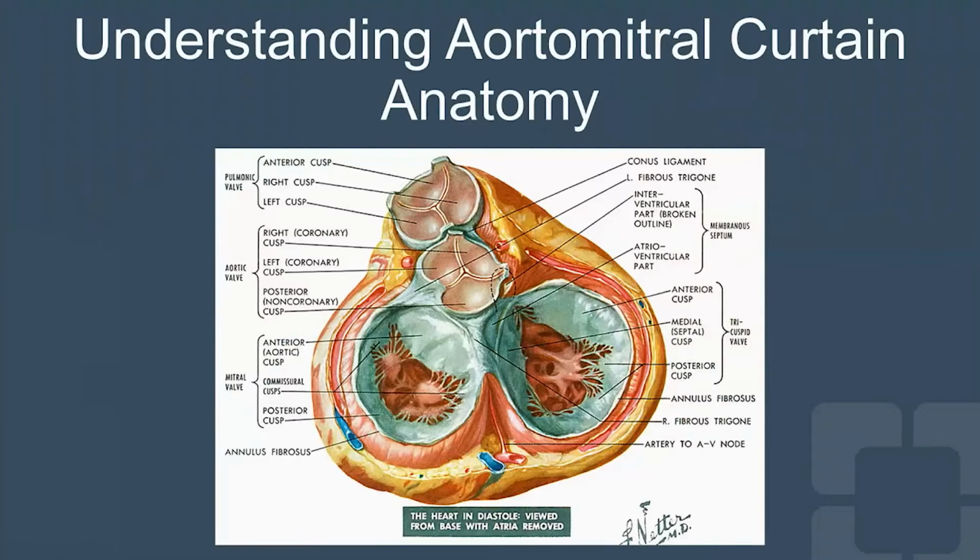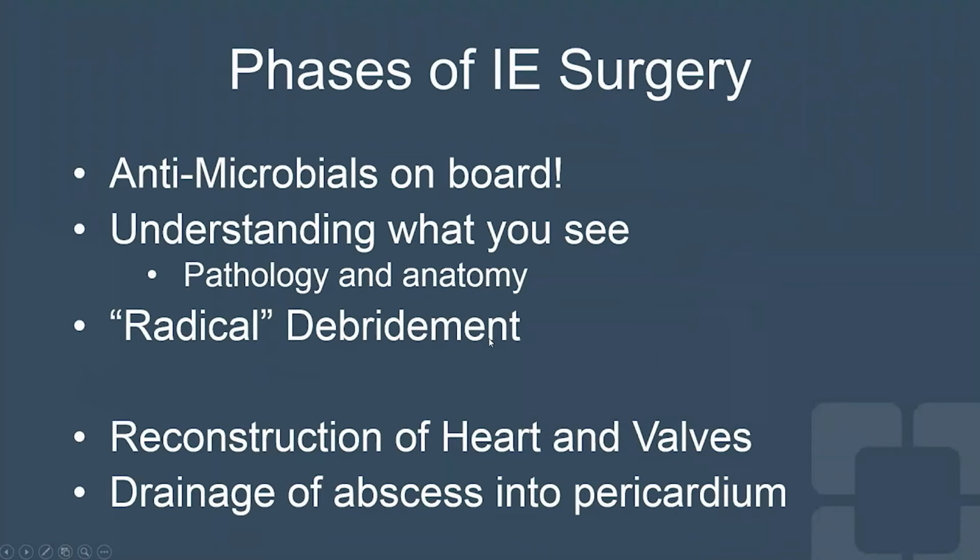So some of the considerations for surgery when it comes to endocarditis: understanding the anatomy is absolutely the most critical point. When you get in, not only is the valve destroyed in the aortic valve or the mitral valve, but often the structures around the valve are destroyed as well, and these all need to be reconstructed in order to have a good outcome.